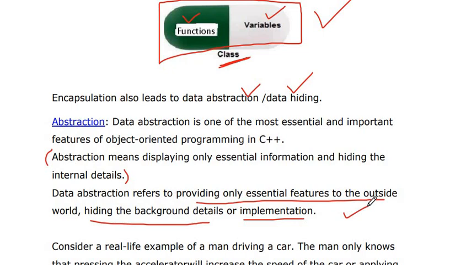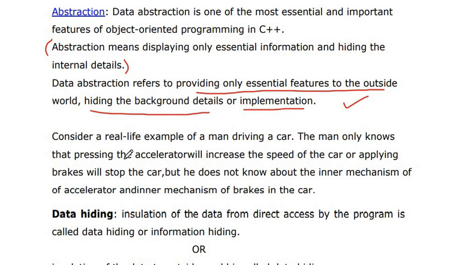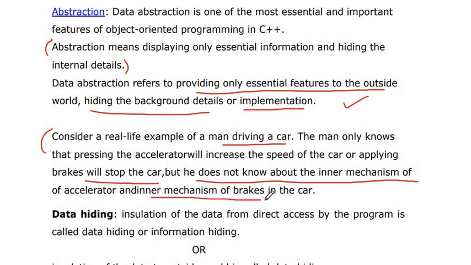This is the definition of the data abstraction. Now let us see an example. Consider a real life example of a man driving a car. A man only knows that pressing the accelerator will increase the speed of the car or applying the brakes will stop the car. But he doesn't know about the internal mechanism of the accelerator and the internal mechanism of the brakes.